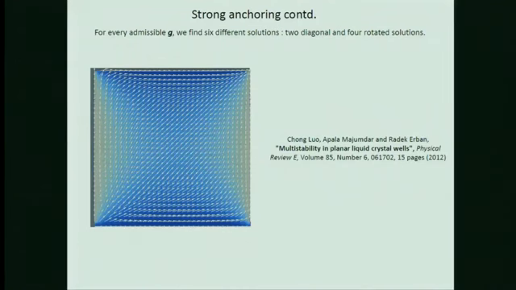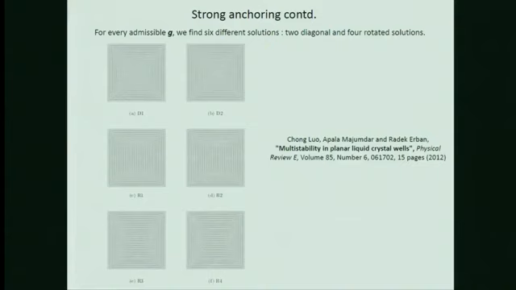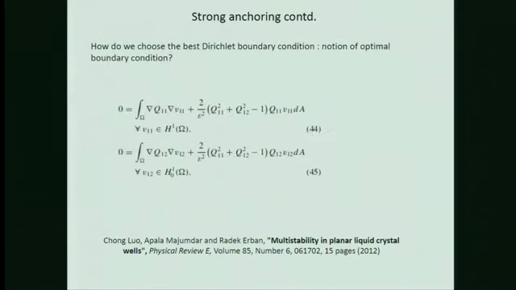And if you do that, for every admissible G, we will find 6 different solutions depending on the initialization or the initial condition. So here we have found 2 diagonal and 4 rotated solutions for every admissible G. Here I have a picture of a typical diagonal solution, a typical rotated one, and all 6 on the same slide. But this is to be expected. For every admissible G, we do get the 6 different solutions that were reported in this paper by Sakonas, Davidson, Brown, and Mottram.